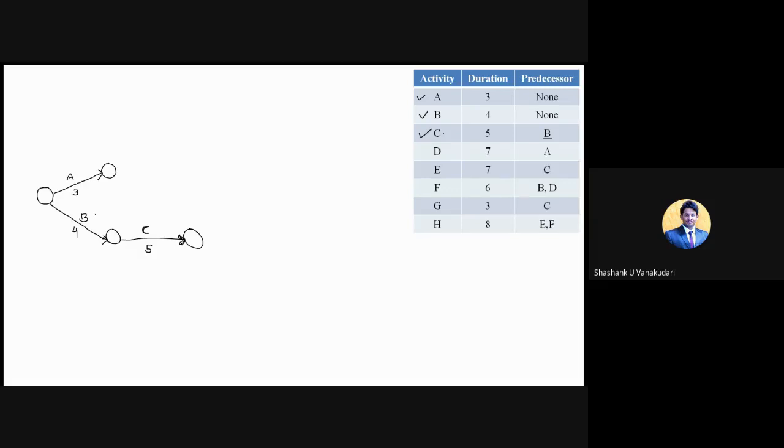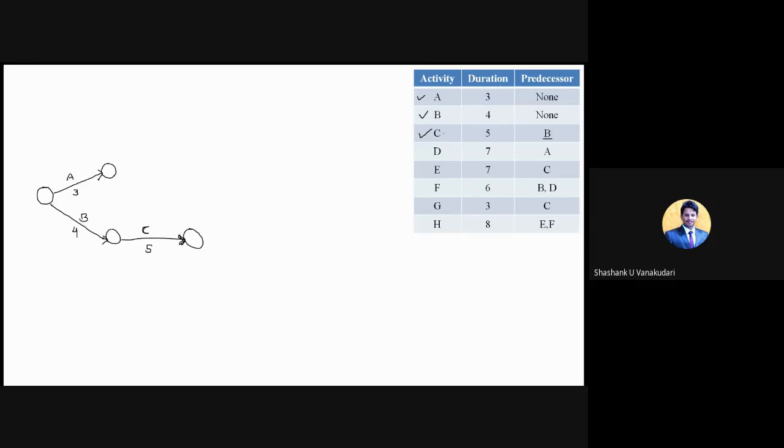How exactly the network diagram will be drawn as per the conditions given by the predecessors and successors. So it's understood, right? Yes, sir. Okay. So for this C activity, B is the predecessor. So only that much condition you need to satisfy here.